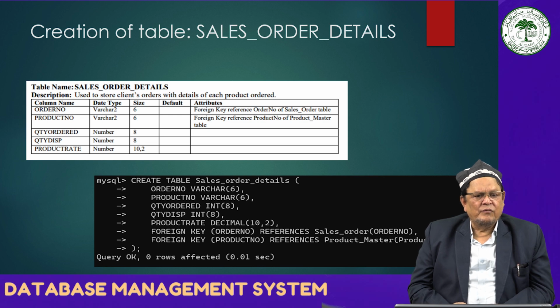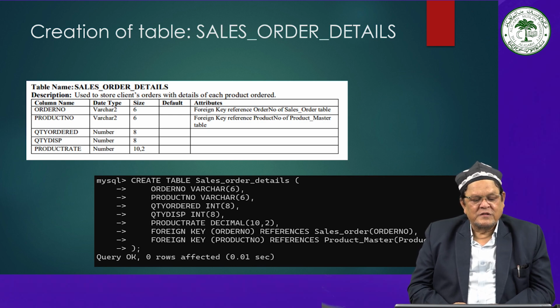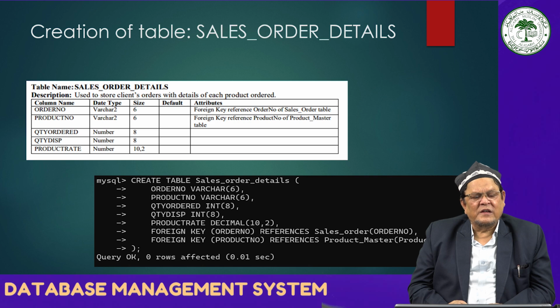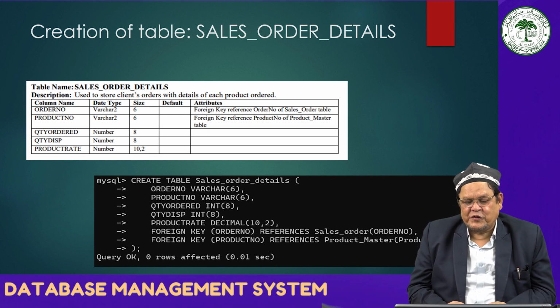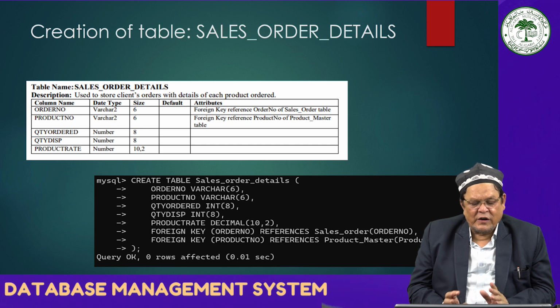So here there are 5 attributes. The first is order number, product number, quantity ordered, quantity displayed, and the product rate. The first two are variable character, and the third, fourth, and fifth columns contain numbers. Here some attributes are written: foreign key referencing order number of the sales order table, and foreign key referencing product number of that. So for that, how to do it?